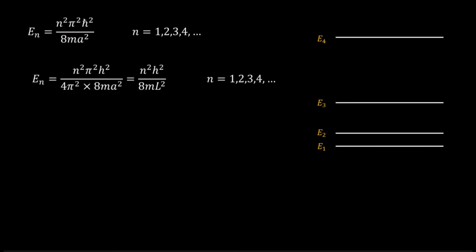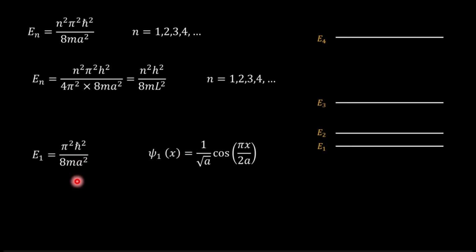Now the energy and the wave function for the ground state are given by π²ħ²/8ma² and (1/√a) cos(πx/2a), because we have put n equal to 1, which is the lowest possible value for this quantum number. Thus, any particle confined in a potential well has a certain minimum energy called the zero point energy, and this is a manifestation of the uncertainty principle.